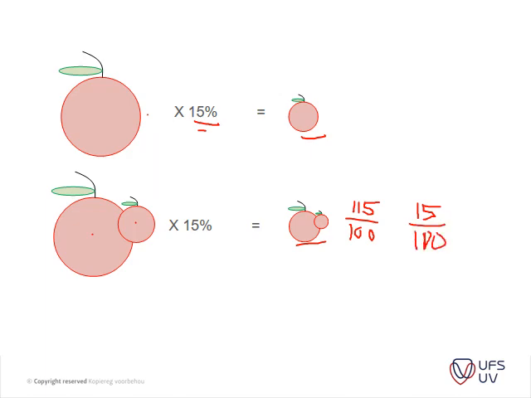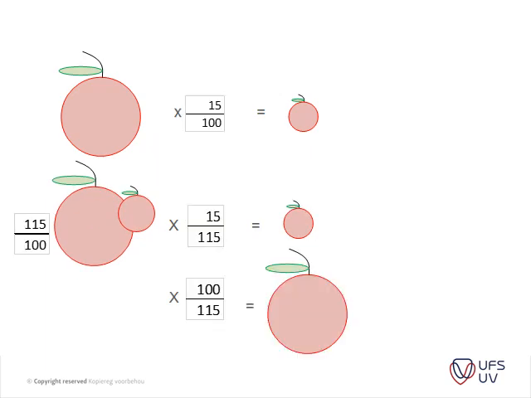Okay, good. So let's go to the next slide. Here's what I wrote out. So here you've got your apple. You times it with 15 over 100, which is 15%, and you get 15% on this side. That's very good, no problems there. But here you've got your 115 over 100. If you times this with 15 over 100, you will get what we had in the previous slide, that small little apple with an even smaller little apple on that.